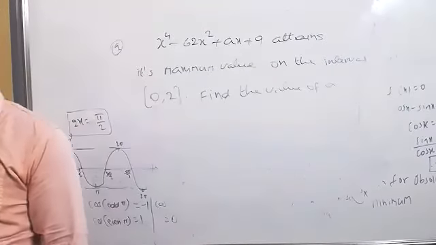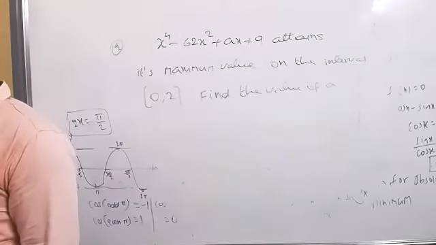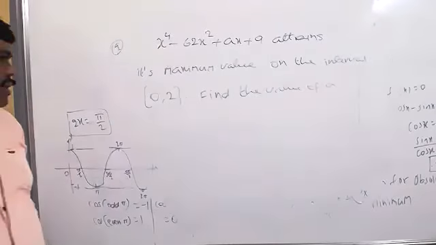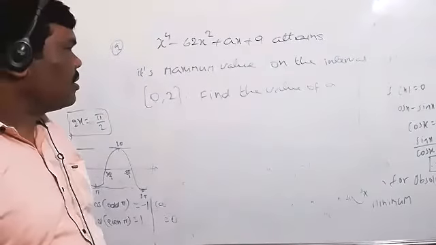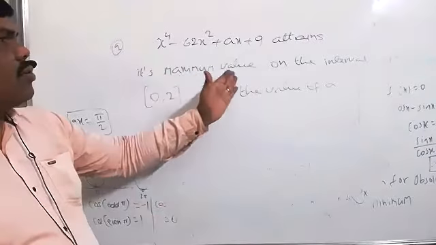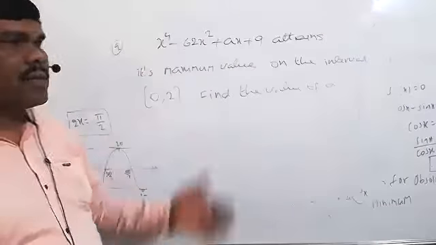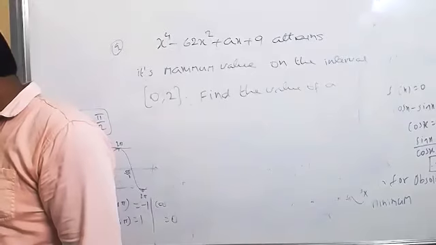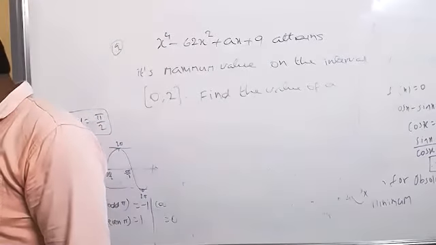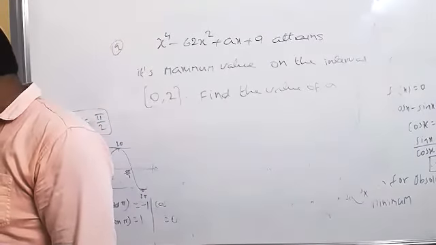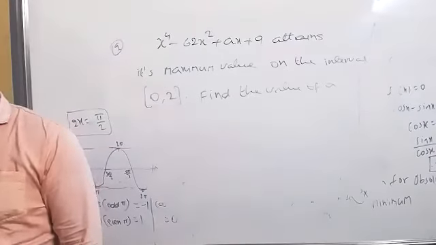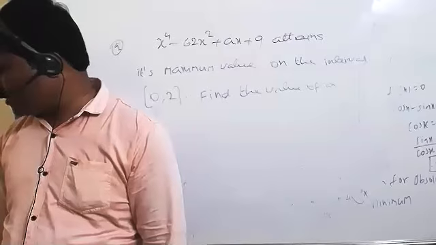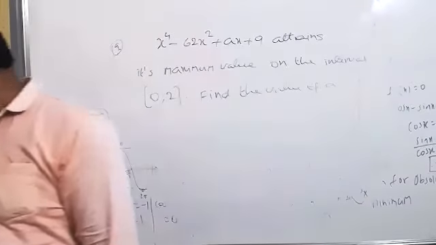This is a simple question, isn't it? Very simple, very easy also. They said very clearly that the maximum value on the interval is given. What is the maximum value here? The maximum value is at x equal to 1. It is given that at x equal to 1, the function attains its maximum value. So you can do the same thing.